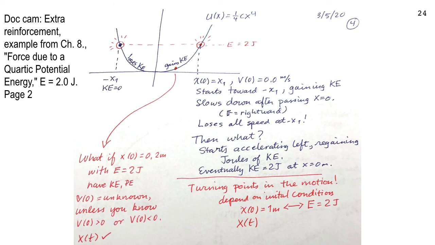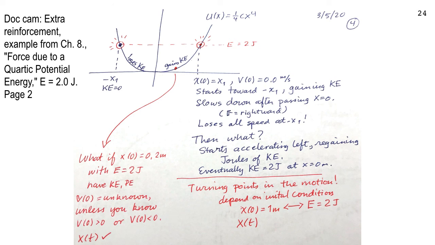What don't you know? So you've got some motion here at 0.2 meters. What don't you know for the initial condition? I mean, you can figure that out if you have the mass of the object. What don't you know? If this is all you know, you've got some KE, you can calculate that. You got some potential energy, you can calculate that. You know the total energy is 2 joules. What don't you know, Julian? Yeah, you don't know which direction.